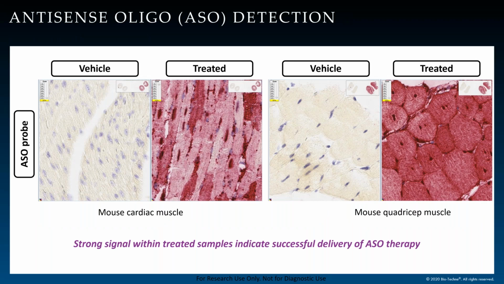Another project that we have completed through our assay services at ACD shows the detection of the antisense oligonucleotide in 2 types of tissues, mouse cardiac and quadricep muscle. 2 different cohorts were delivered either vehicle or were treated with an ASO that they were trying to detect. As you can see, the ASO probe specifically detects the ASO treated animal as shown by the red chromogen signal, whereas no signal can be observed in the vehicle treated sample.